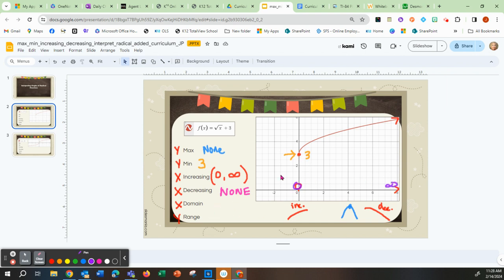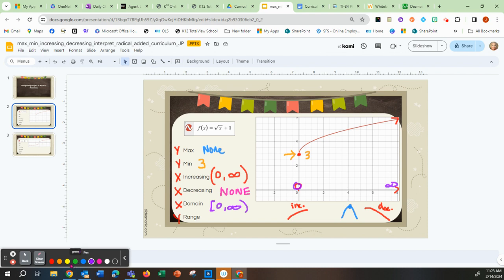We do have a closed point right here, so we would actually include 0, so we put a bracket there. When we do intervals, we don't usually use brackets at all because we're saying something is increasing from one number to another number, and you can't really increase at one point. So we don't usually use brackets when we're doing intervals of increasing and decreasing.